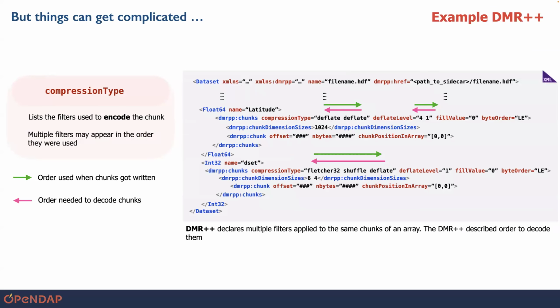So unfortunately, even now, things can start to get complicated. In the upper example, we see where the little arrows are going. We see the word deflate appear twice. And we see deflate level appear twice. And that's because the order in which the filters are listed in the compression type attribute is the order that they're applied. And when you see deflate twice, that means that for the chunks that this particular chunks element describes, the deflate filter was applied twice, not just once.